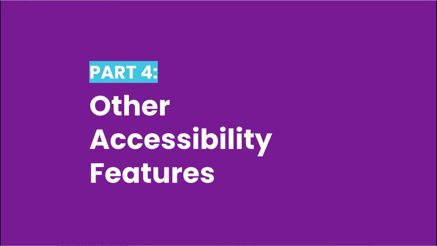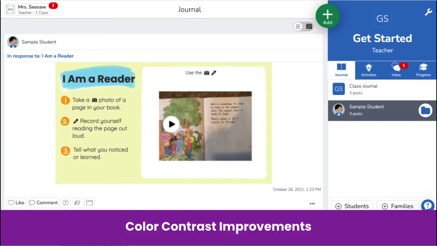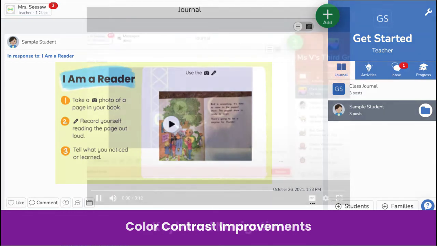In addition to including these scaffolds that we mentioned when building your own activity, there are a number of accessibility features embedded directly into Seesaw that can be added to make your activity accessible for all learners. The first accessibility update ensures there is sufficient color contrast. If you've been using Seesaw for a while, you will notice that the green Add button is now darker, and the Journal, Activities, Inbox, and Progress tabs have a greater contrast with the white and dark blue. This allows the site to be more easily read by everyone.